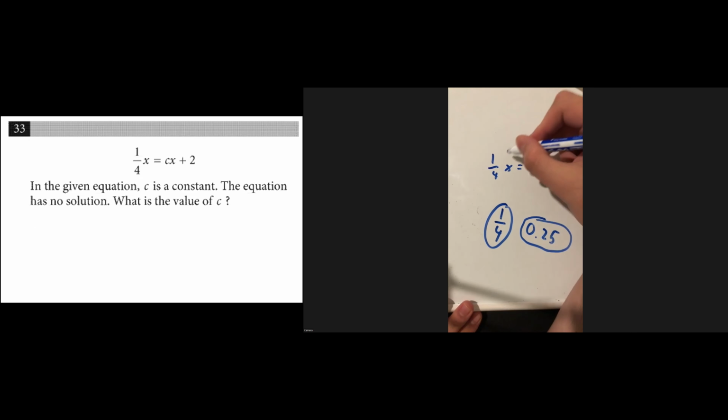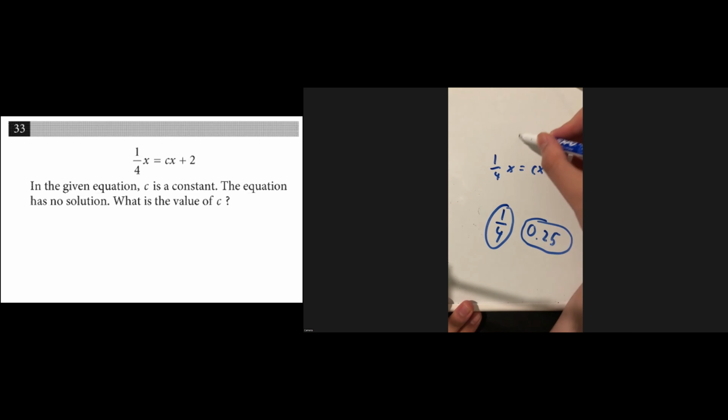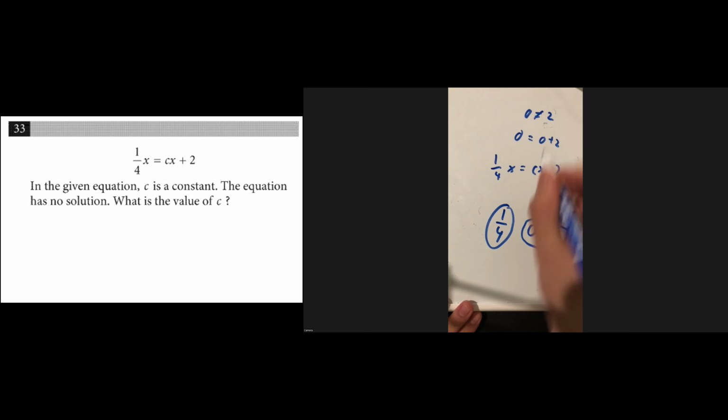if these two slopes are different, that means that at some x value, these two will equal each other. But if they're the same slope, then whatever value you plug in for x, these two can never equal. So for example, let's plug in 0 for x. If we have 1/4 times 0 equals 0 plus 2, 0 cannot equal 2. This doesn't make sense.